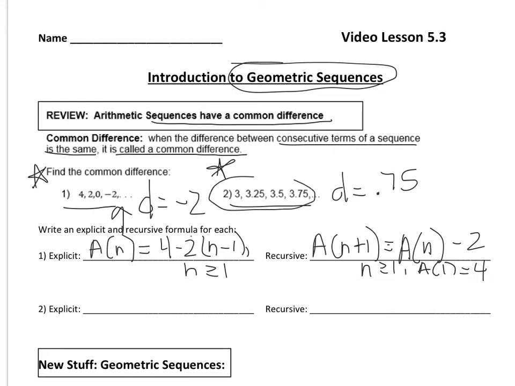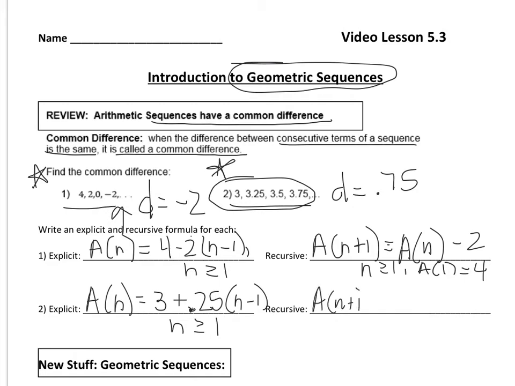For the second sequence here, the explicit formula would look like this. A of n is equal to 3 plus 0.25 times n minus 1, and n is greater than or equal to 1. Recursively, it would look like this. The next term is equal to the prior term, a of n, plus 0.25. n is greater than or equal to 1, and the first term, a of 1, is 3.